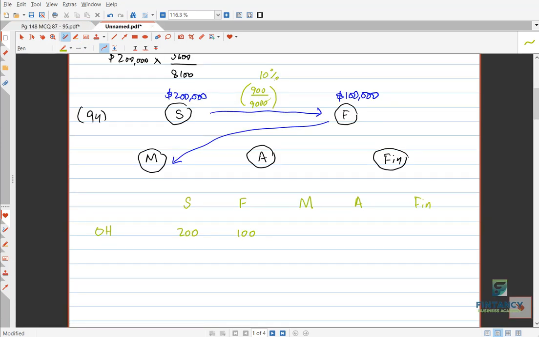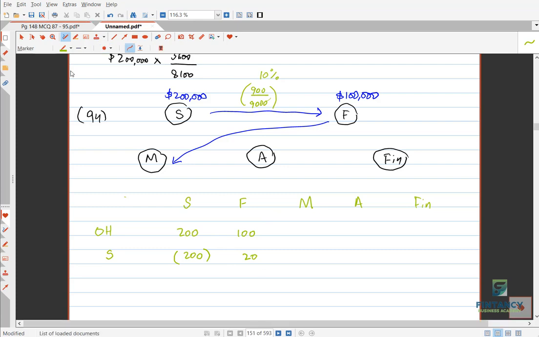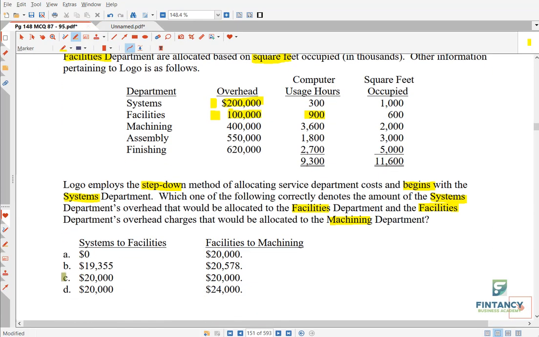So how much is 200,000 into 10%? If I am allocating S here in the overhead distribution sheet, I will say 200 minus, and 10% of 200 how much? 20, right? How much? 20. So this is the answer. This is half of the answer, 20. So it means either the answer is C or D, right? Now we need to make sure that it is either C or D. So the next answer will be either 20 or 24.